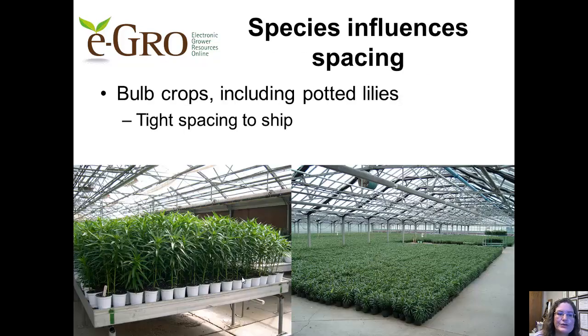It's also important to note that crop species influences spacing. Bulb crops, such as the Asiatic lilies on the left and the Easter lilies on the right, have an upright growth habit that's conducive to tight spacing, leaving only an inch or so between pots.